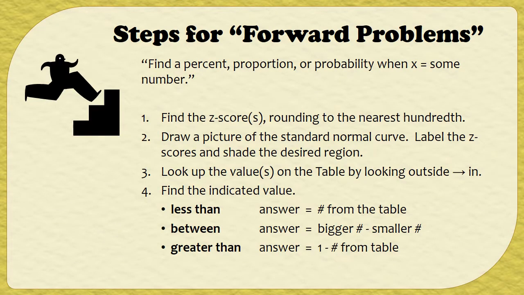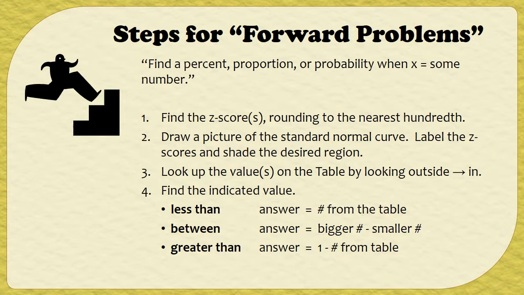Before we begin an example, remember that these are the steps for forward problems. A forward problem is any problem that says find a percent or a proportion or a probability when x or z is a particular value. There are going to be 4 main steps. The first one is to find a z-score and remember to round to the nearest hundredth. Then we'll draw a picture of the standard normal curve, labeling the z-scores and shading in our desired region. Then we'll look up the values on the table by looking outside and then in. And lastly, we'll get an indicated value.